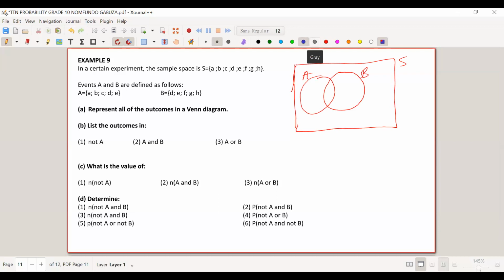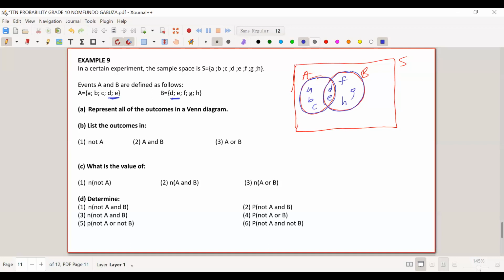So A has A, B, C, D, but they overlap. A has D and E, and B also has D and E. So which means D and E are going to be here because they overlap. So that's why I wrote them over here. But A also has A, B, and C. And B has F, G, and H. Right. So represent all the outcomes in your Venn diagram.